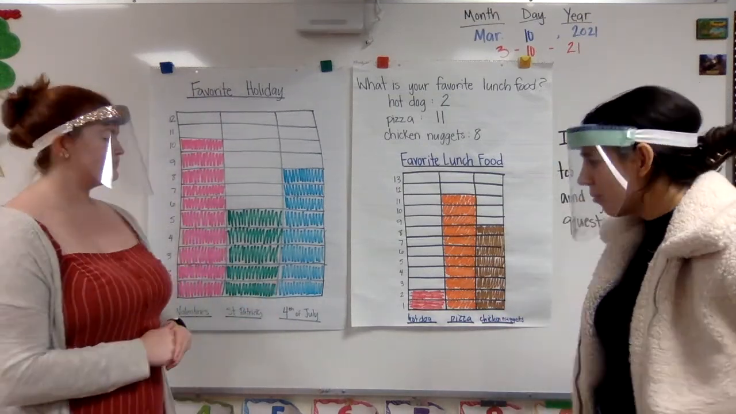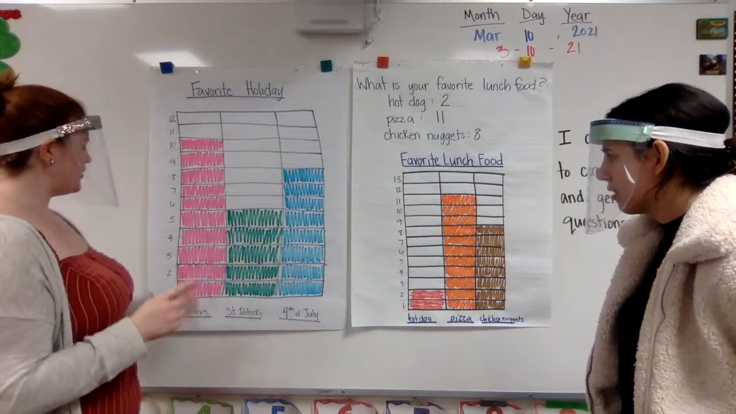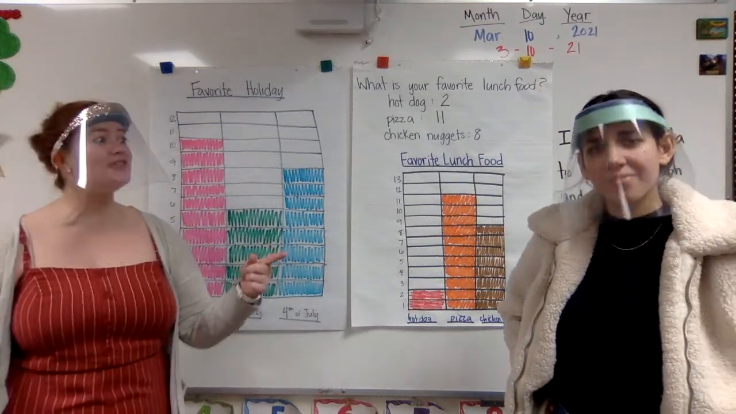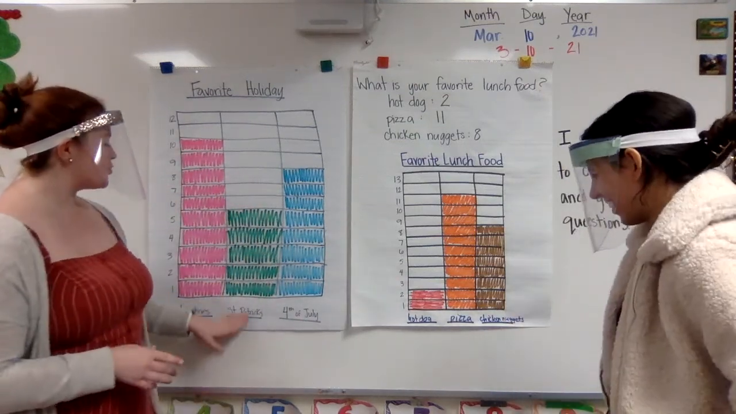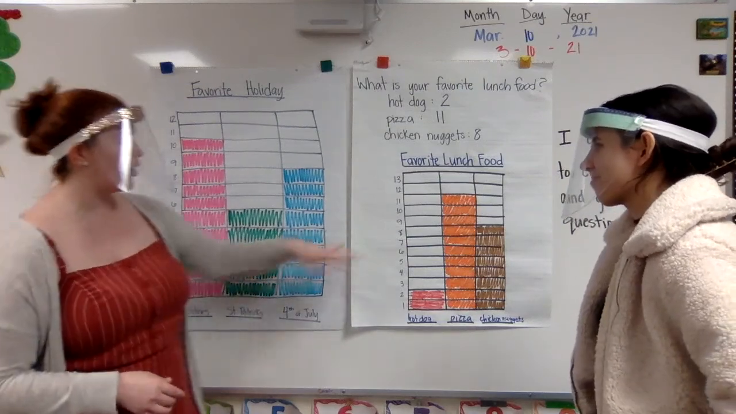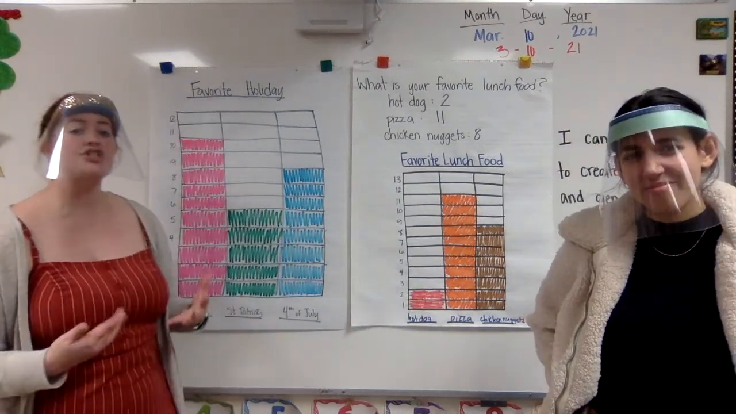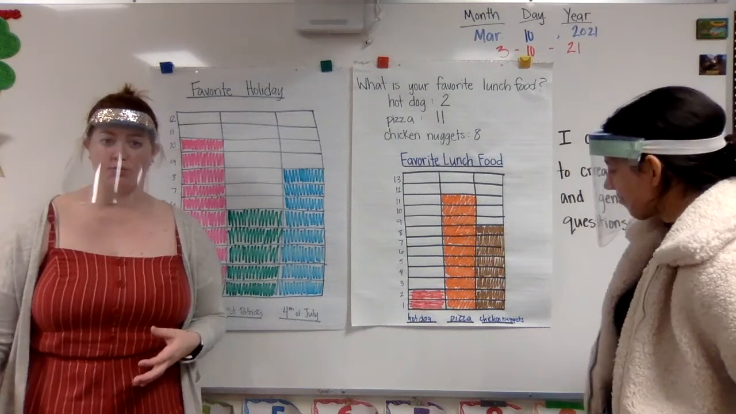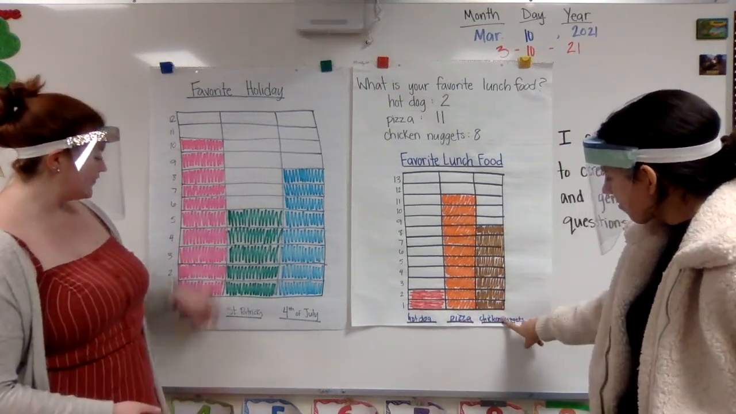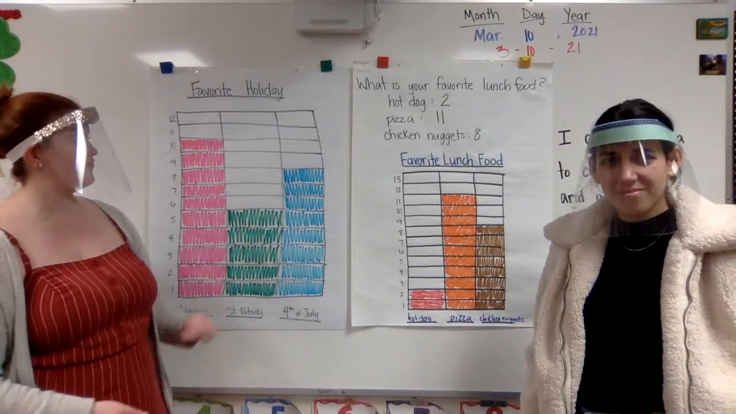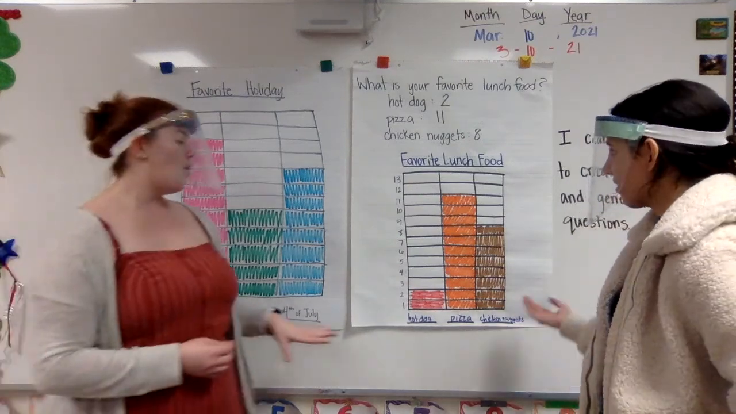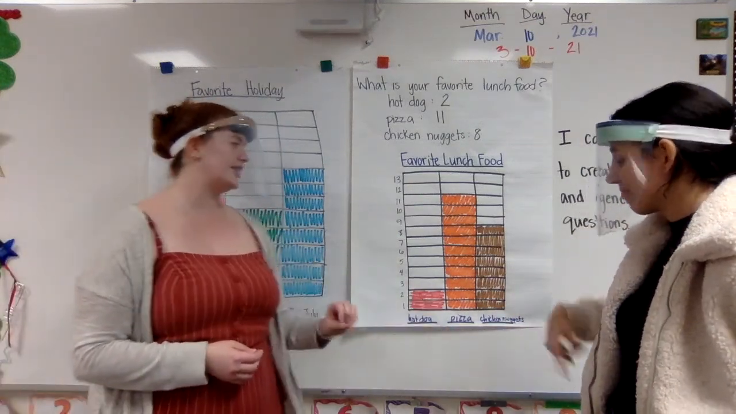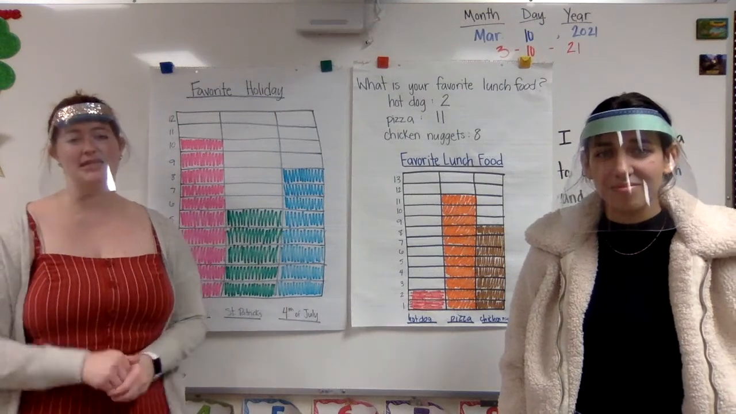That's right. Well, what else do you notice, Miss Lime? Well, I noticed that they have things under, oh, those are the labels. That's right. So these words underneath each bar, or underneath each category, are showing me what the options were. So I know that, oh, these are Valentine's Day, St. Patrick's Day, 4th of July for my holiday graph, or hot dog, pizza, chicken nuggets. Those are the choices that people had.